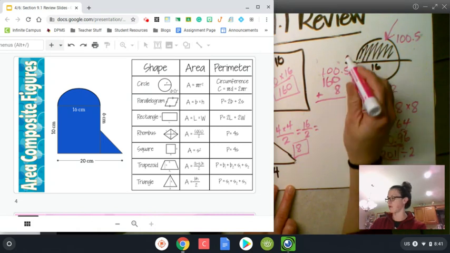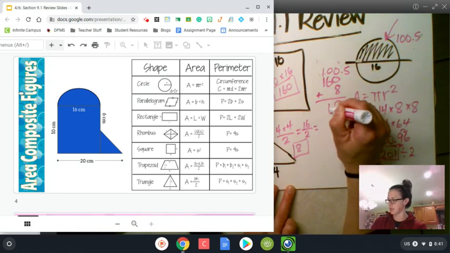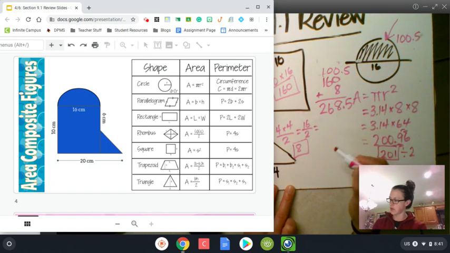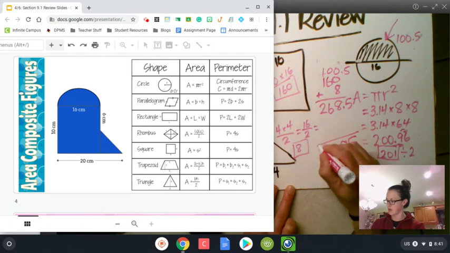So then I have 100.5. Grab a calculator or add it up. So I have 8, 6, 2.5. So my total area would be 268.5. In this case, it looks like centimeters squared.